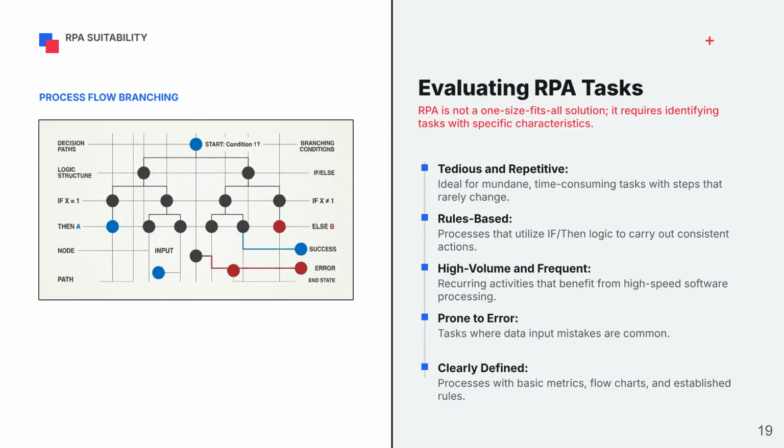For example, payroll processing is an excellent RPA candidate because it is repetitive, follows fixed business rules, handles large volumes of employee records, and requires high accuracy. By evaluating processes using these characteristics, organizations can prioritize automation projects that deliver the highest efficiency, reliability, and business value.